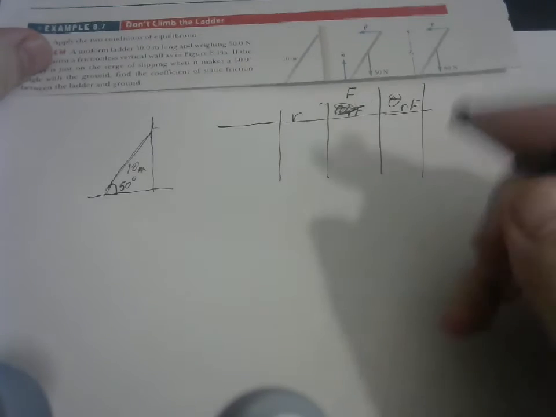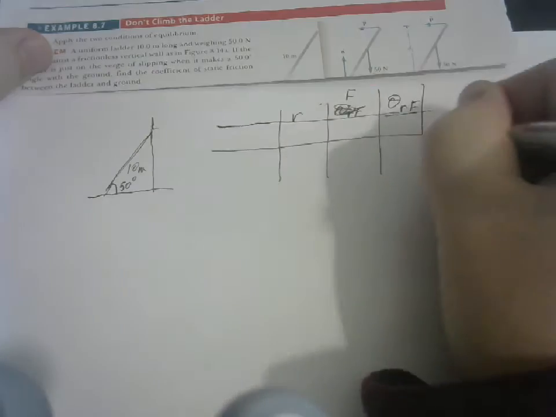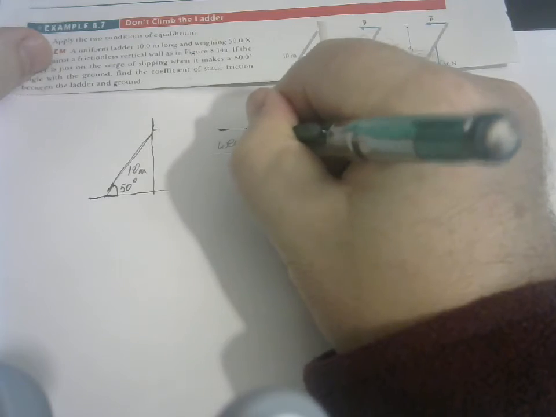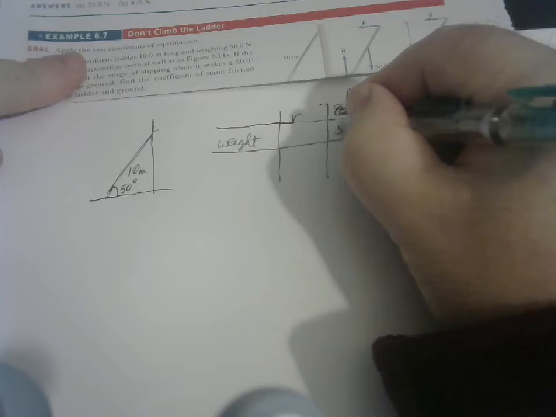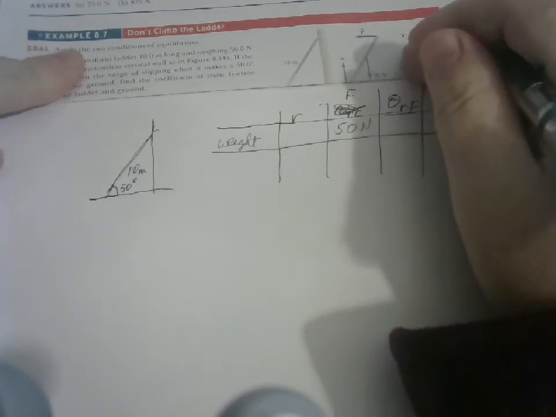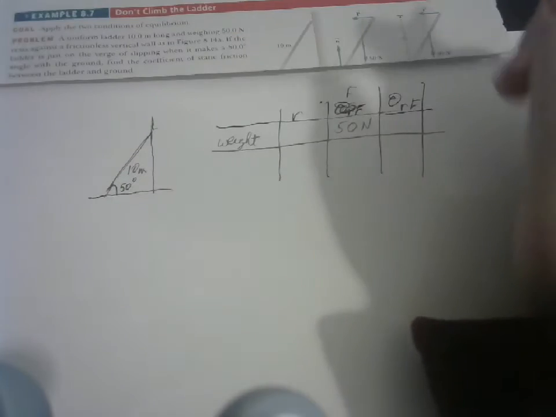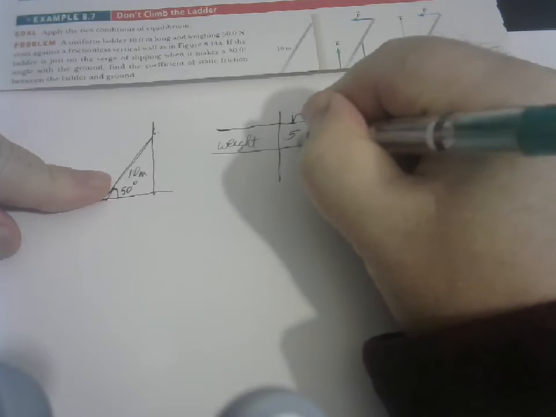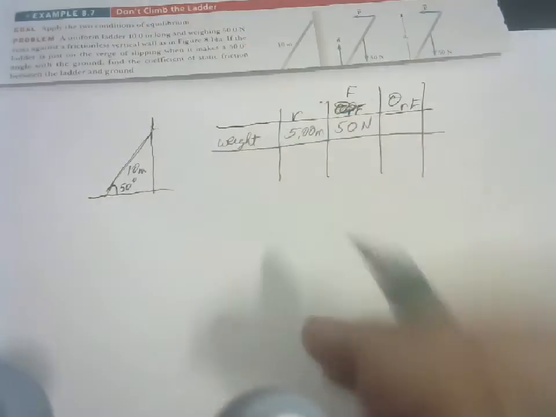Okay, and there are basically three things acting on this ladder. The ladder's weight itself is acting with a force of 50 newtons. And since it's a 10-meter ladder, that weight is applied at its center of gravity. It's a uniform ladder, so that is going to be 5 meters. And the angle, let's look at what the angle is.